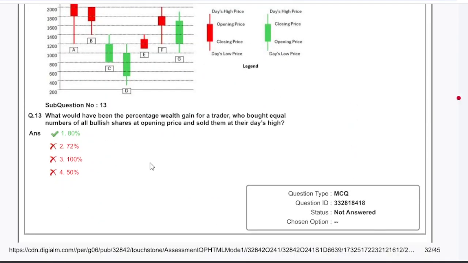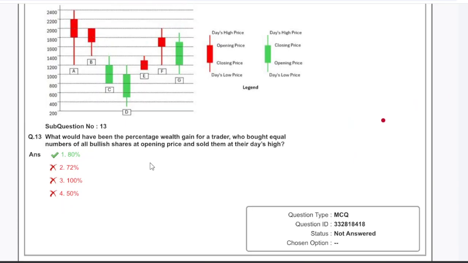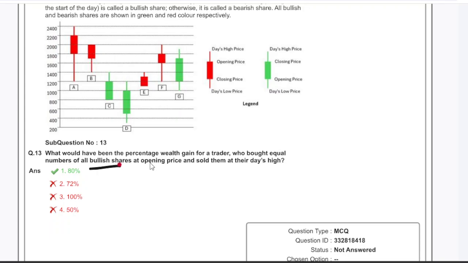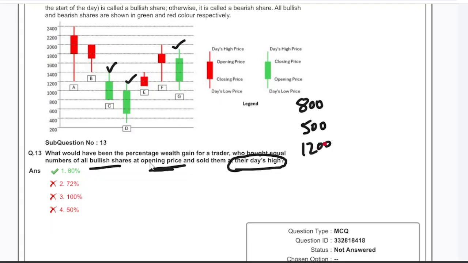The next question: what would have been the percentile wealth gain for a trader who bought an equal number of bullish shares, only bullish shares, at opening price, and sold them at their day high? The bullish shares which we have are C, G, and D. So opening price for C it is 800. For D it is 500, and for G it is 1200. So total amount spent was 2500.